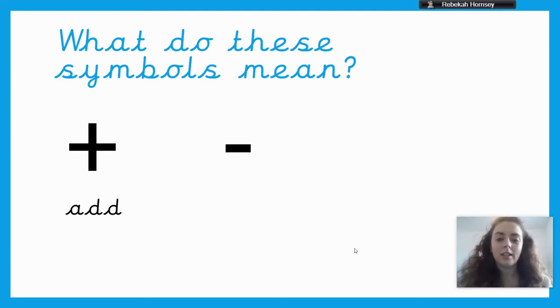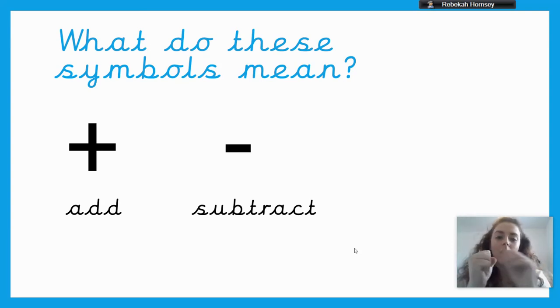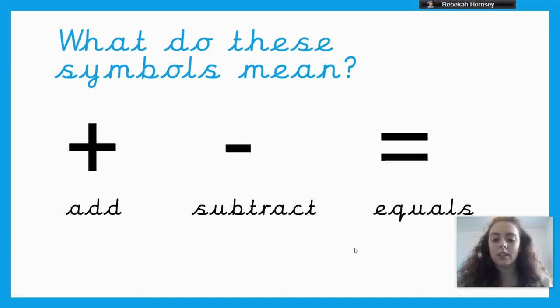This symbol means subtract. And when we subtract, we start with a whole and we take things away so we find out what is left and our number gets smaller. This symbol is the equals symbol, and that just tells us what our answer is. So it tells us how many we have all together or how many we have left, depending on our number sentence. So let's make a start.